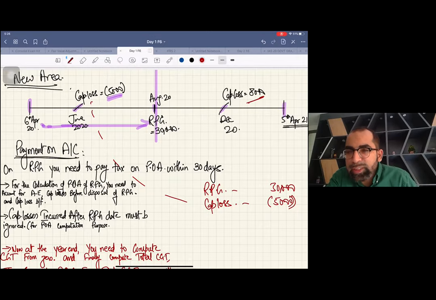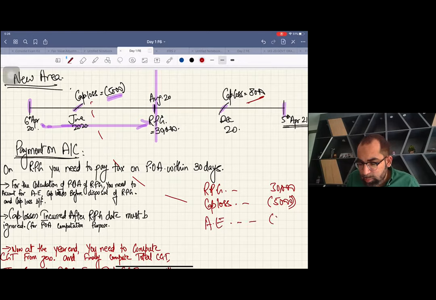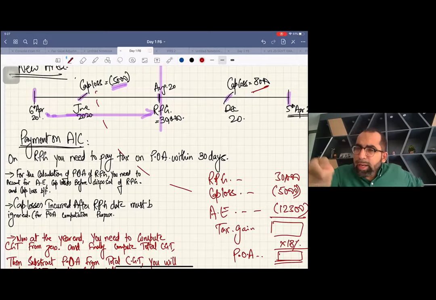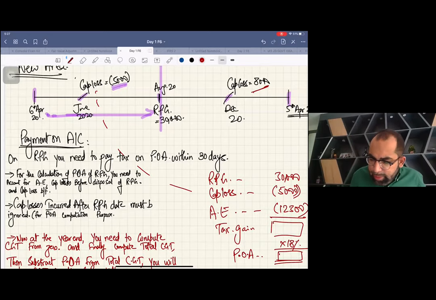For the calculation of payment on account, you need to take the RPG, definitely, because you are calculating payment on account on the RPG, and all previous losses, plus the annual exemption as well. Now you will get the taxable gain. Whatever taxable gain it is, you will apply the 18%. This is your payment on account. You pay advance tax on it. This is the extra working.